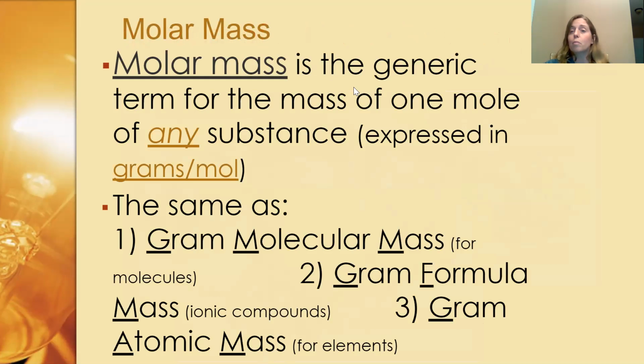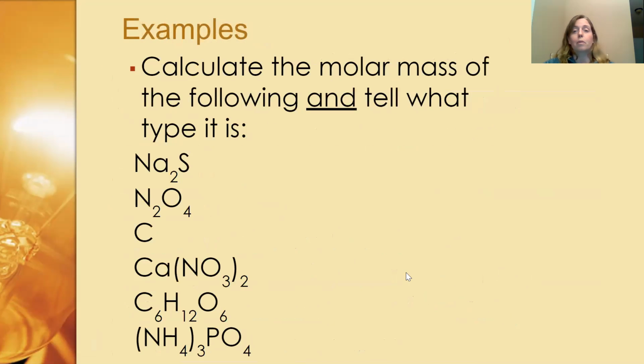So you would add everything together. Okay, so molar mass is the generic term for the mass of 1 mole of any substance expressed in grams per mole. The same as gram molecular mass or gram formula mass. So gram molecular mass is for molecules, gram formula mass is for ionic compounds, and the atomic mass for elements. Okay. So let's go ahead and calculate the molar mass of the following and tell what type it is.